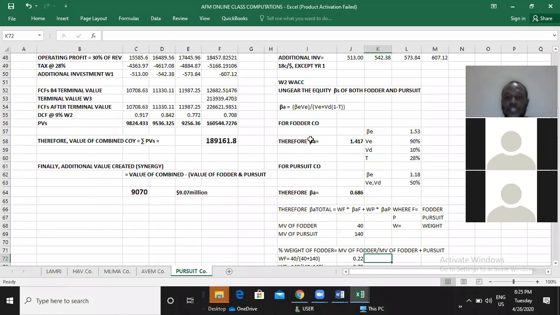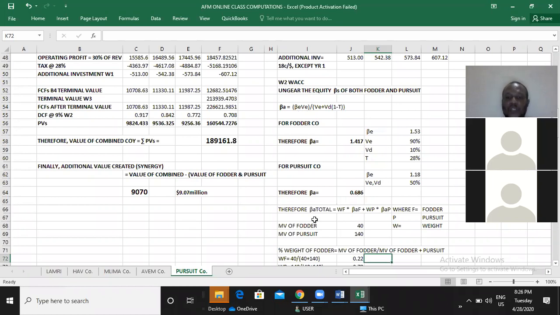So we started with Fodaco. We ungeared its beta to get 1.417. And then we ungeared the beta of PursuitCo using our Modigliani and Miller formula: beta asset is equal to beta equity times value of equity over value of equity plus debt times (1 minus T). So we use that formula to get our asset beta for both of them.